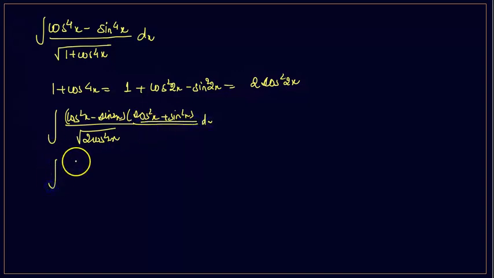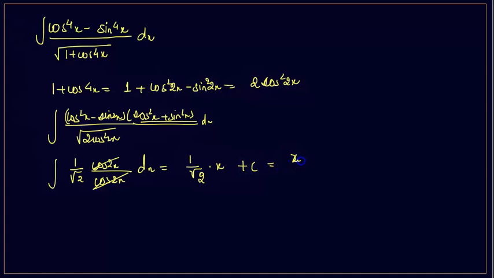And here you will get 1 by root 2 cos square 2x, and cos square x minus sine square x can also be written as cos 2x, and here also you will get cos 2x. So everything will get cancelled. You are having dx, so you will write 1 by root 2 and the integration of 1 is equal to x. So you will get the answer as x by root 2 plus c.